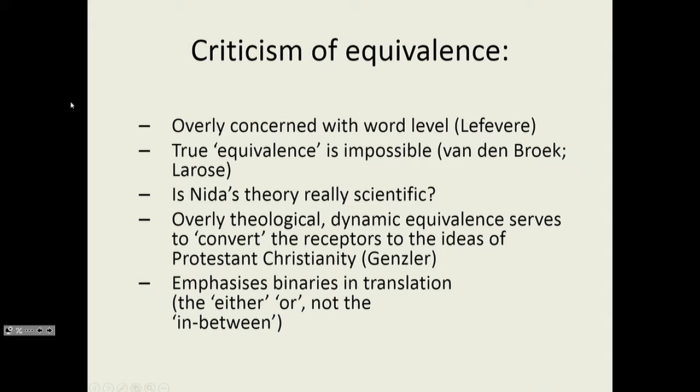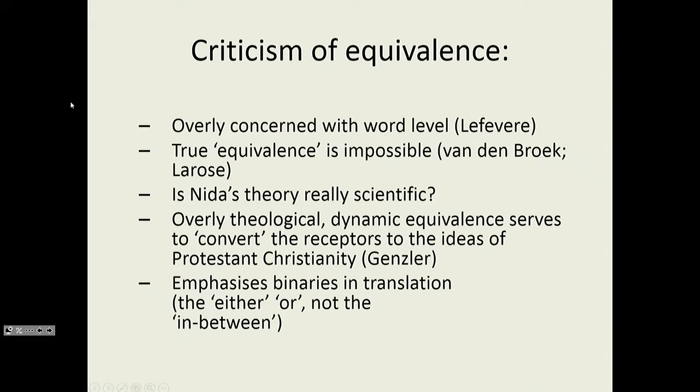Questioning whether Nida's theory really is scientific, and this is certainly an issue because, of course, we know that in translation, as I just said, there is no right or wrong. There can be various options available. If you give the same text to 10 translators, you'll come up with 10 different results, and all of those results might be perfectly viable. So in terms of scientific, of coming up with a correct answer or one answer for a problem, there is certainly a question mark over this theory.